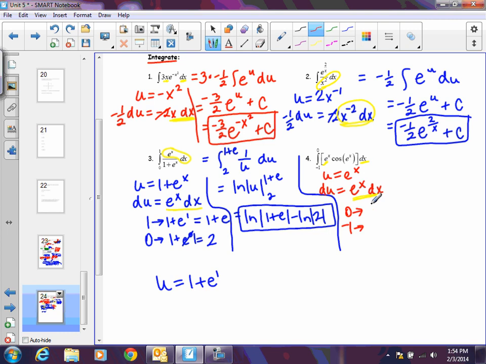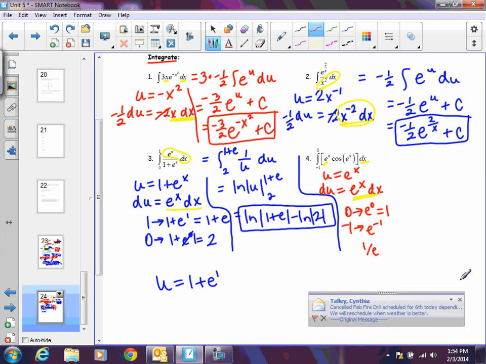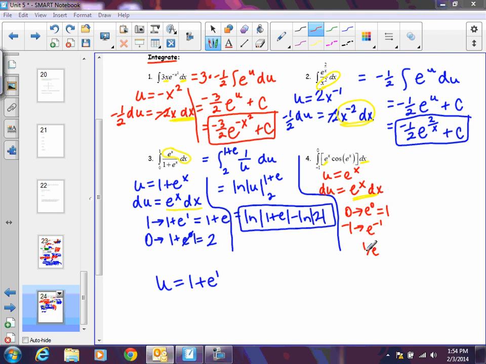Don't go back to x. So if I plug in a 0, I have e to the 0, which is 1. And then e to the negative 1. How else could you possibly write e to the negative 1? 1 over e. I don't really care how you write it, it may be either way.